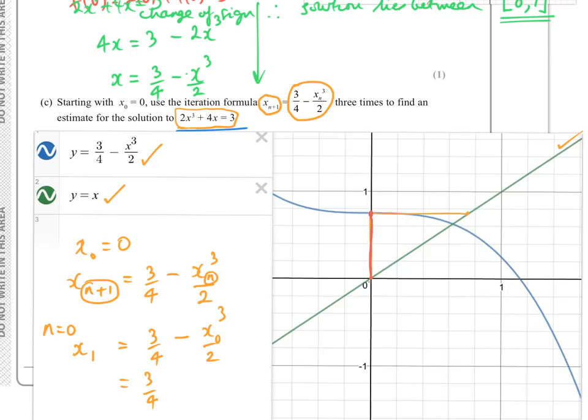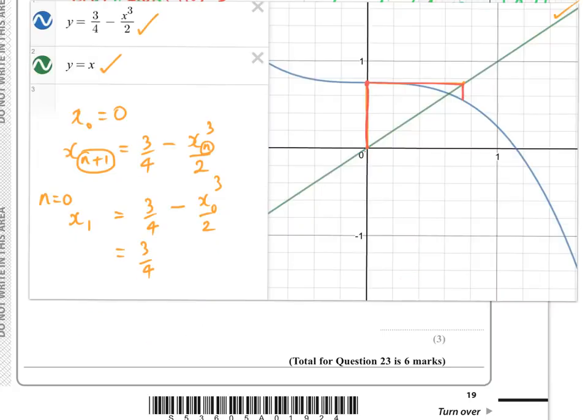Okay, so what you then do is you then read along back to your left hand side, i.e. your straight line y equals x, which is always there waiting for you. And then this will then look to the graph and there'll be another value. So let's try the next value and see what that gives us. Well, this is a calculator paper, so if n is 1, the next value, 1 plus 1, will be x2, will be 3/4 minus our previous value, which will be 3/4 all cubed rather, divided by 2.